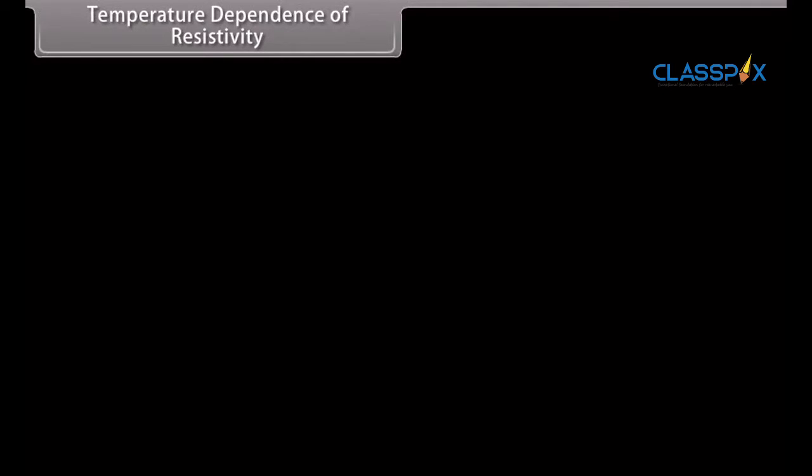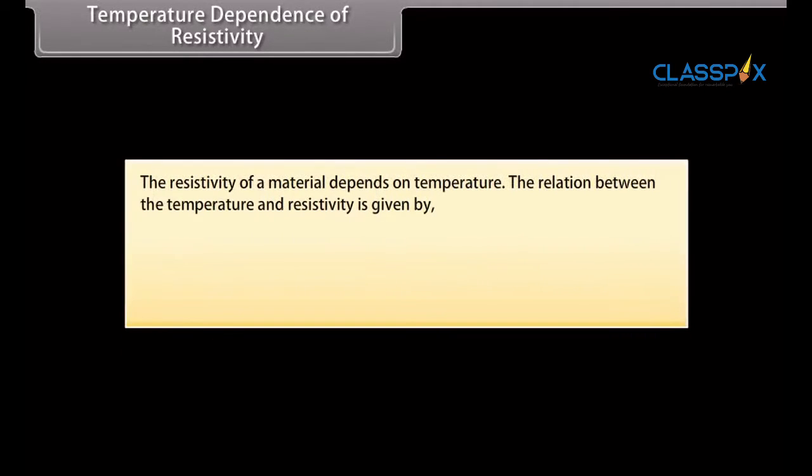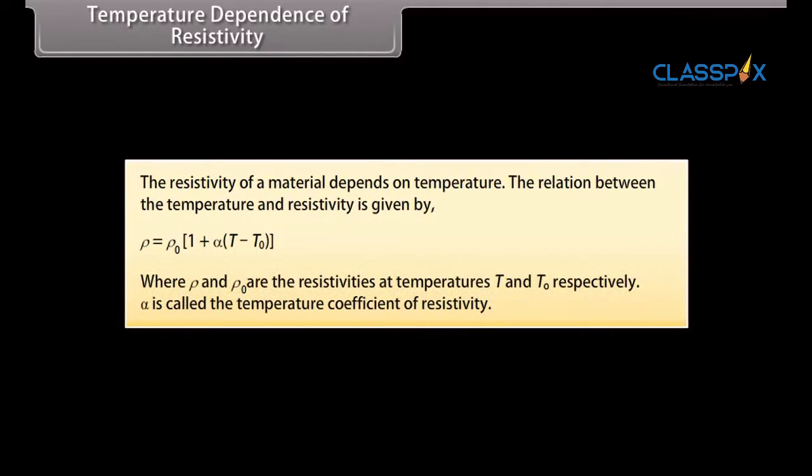Temperature dependence of resistivity. The resistivity of a material depends on temperature. The relation between the temperature and resistivity is given by rho equals rho naught multiplied by 1 plus alpha (T minus T naught), where rho and rho naught are the resistivity at temperatures T and T naught respectively. Alpha is called the temperature coefficient of resistivity.